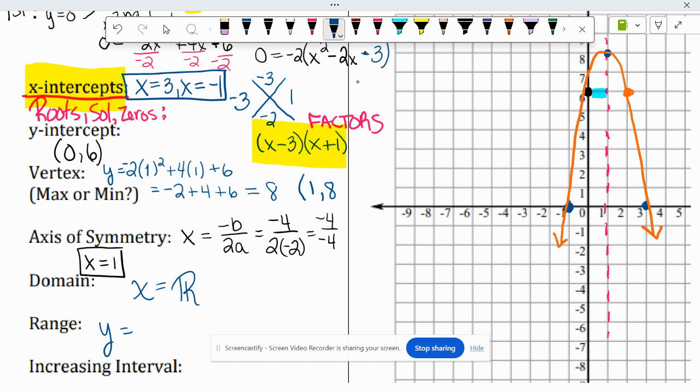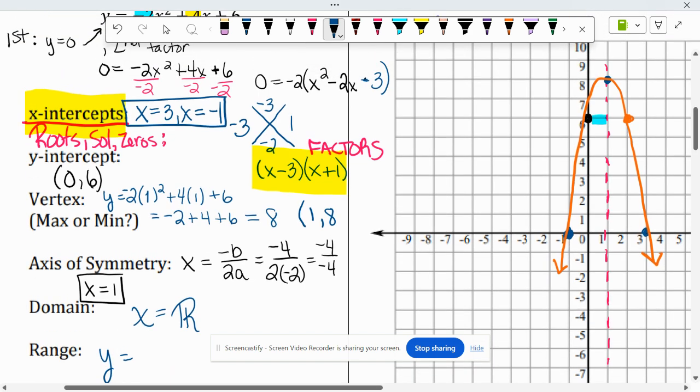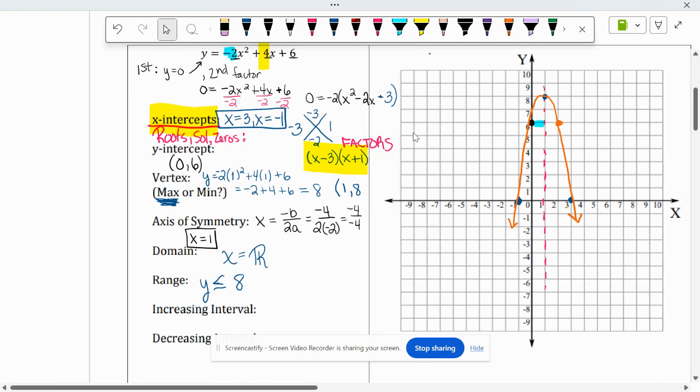Michael, tell me about the range. It has to do with your vertex. So look at your vertex. Is your vertex the highest point or the lowest point on your graph? It's the highest. It's a maximum. So that means that all of the other y values are going to be bigger than that or less than that? Less than. So y is less than or equal to, what is the y coordinate of your vertex? 8. So y is less than or equal to 8. Okay.